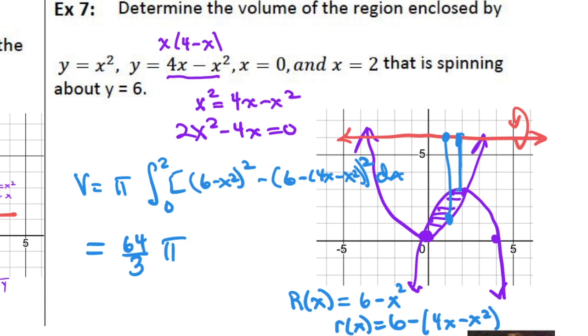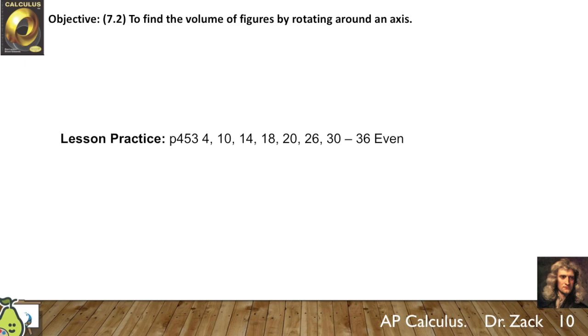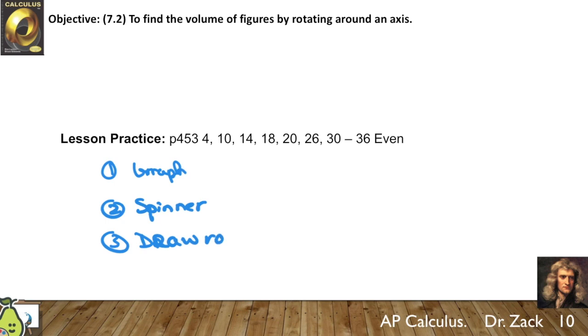All right, so you have lots of examples, and it's time for you to do some practice. As you practice, what I want you to do, number 1, is draw the graph. Make certain that you put on a spinner so that you know how to draw the radius. Now, when you draw the radius, check to see if you have any hollow pieces so that you know if you're using big R squared minus little r squared or just big R squared, one of those two. So find the graph, spinner, draw a radius, write your integral, and then of course integrate. You may use a calculator.